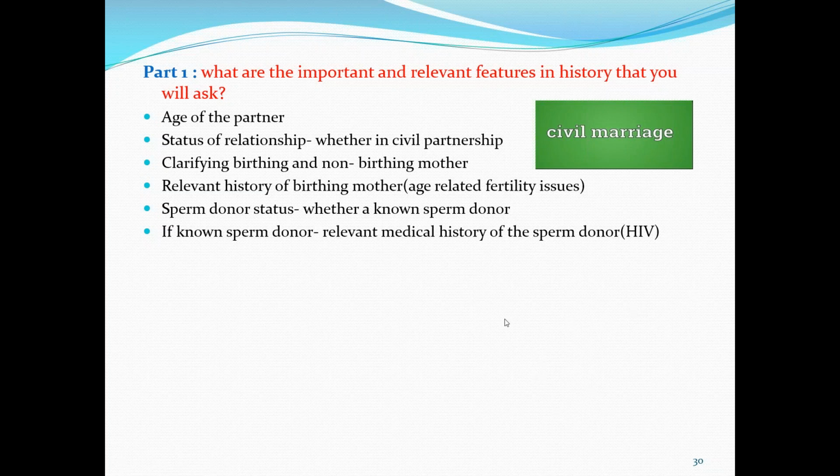Clear, okay. So this is the important information you'd like to know: the age of the partners, the status of the relationship, who will be the birthing and the non-birthing mother, the relevant history of the birthing mother, including her age and all the fertility history, as we said. In the donor, you need to know if he is screened for HIV or any genetic problem in his family.